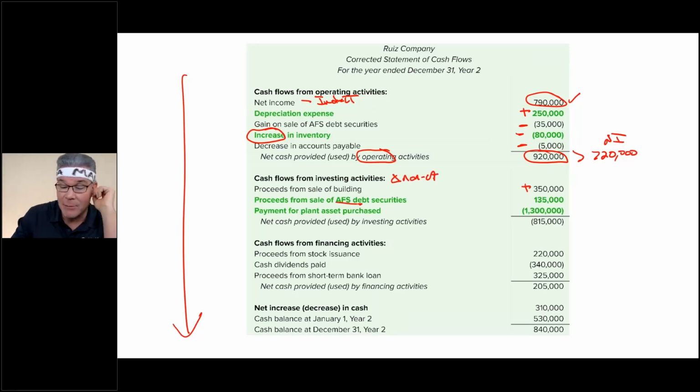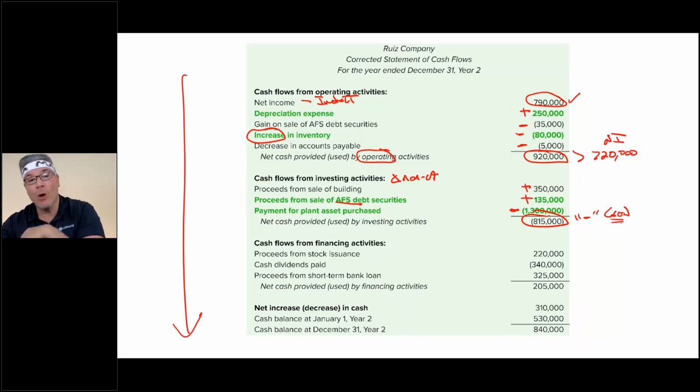Sale of available for sale, yep, investing inflow. We bought PP&E, outflow, 815. Okay, negative, good, that's good, that's negative, we're growing. What we buy was greater than what we sold. That's actually a good sign, right? We're growing, we have enough money from our core business so we could take surplus cash and make investments.